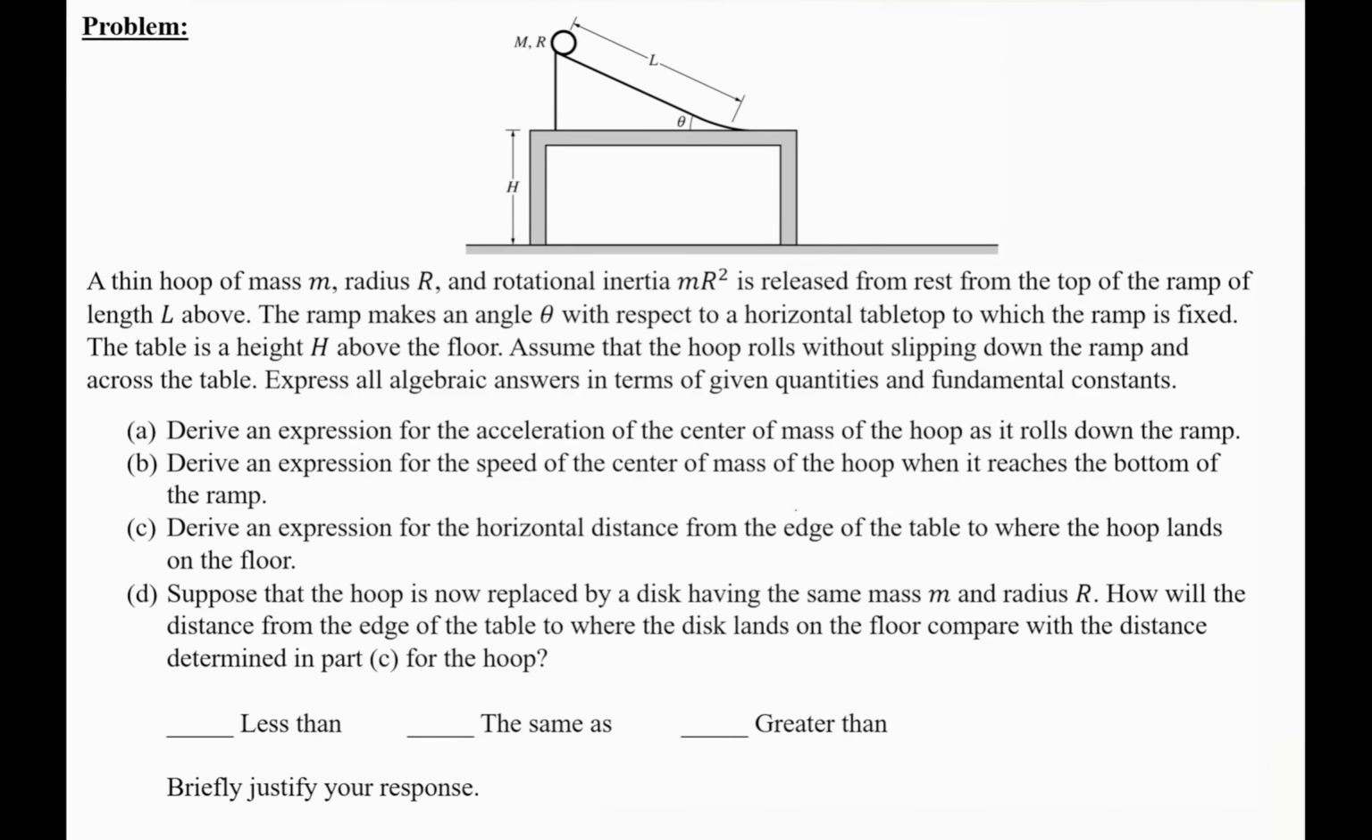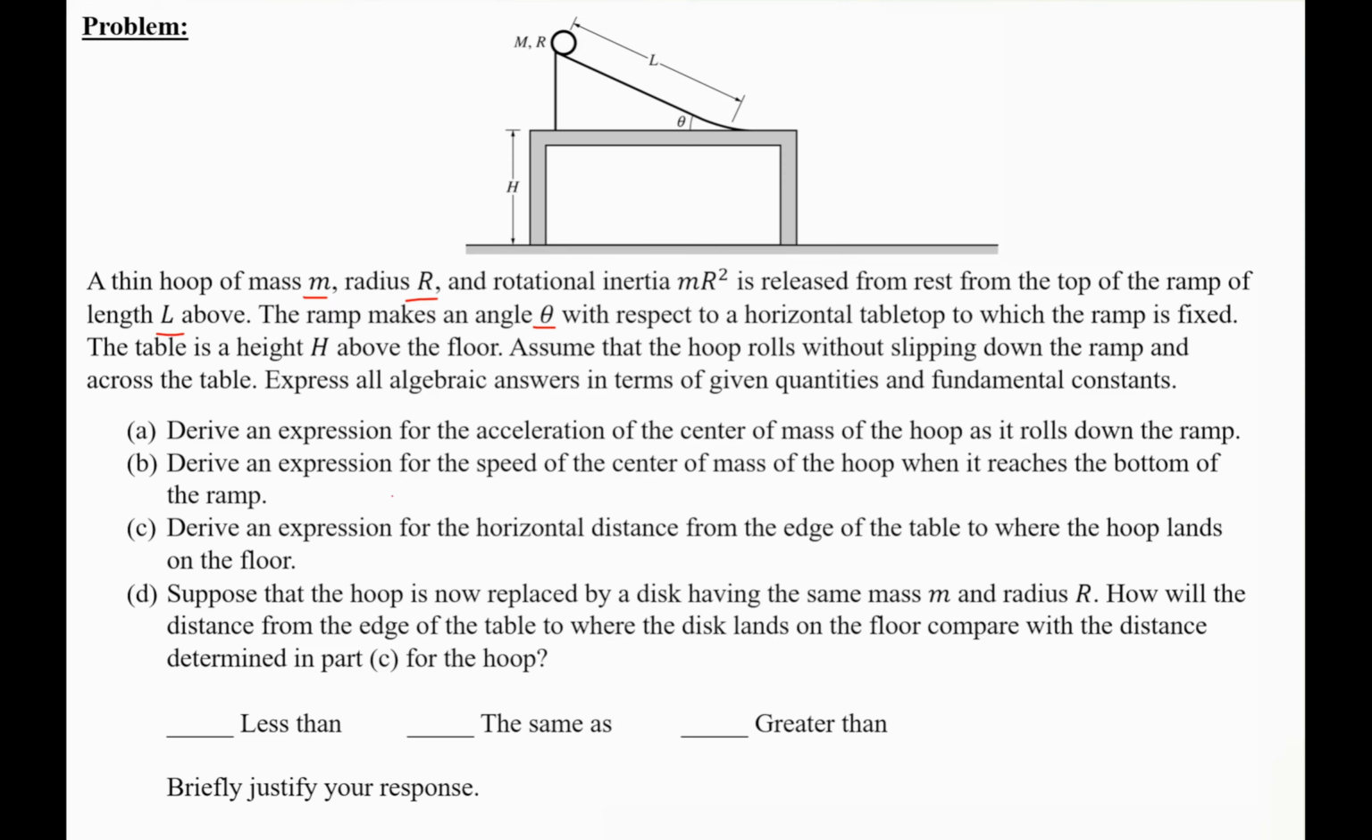And now for the rest of the video, we're going to solve a problem. A thin hoop of mass m and radius r and rotational inertia mr squared is released from rest from the bottom of the ramp of length L. The ramp makes an angle theta with respect to the horizontal tabletop to which the ramp is fixed. The table is at a height h above the floor. Assume the hoop rolls without slipping down the ramp and across the table. Express all algebraic answers in terms of the given quantities and fundamental constants. Whenever we determine an expression, we need to make sure it's expressed in terms of m, r, L, theta.